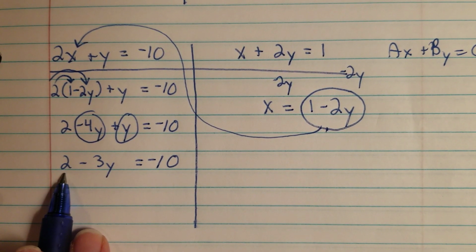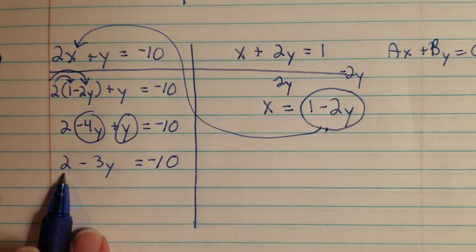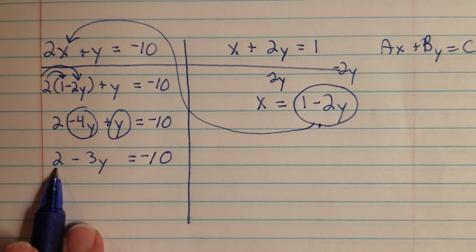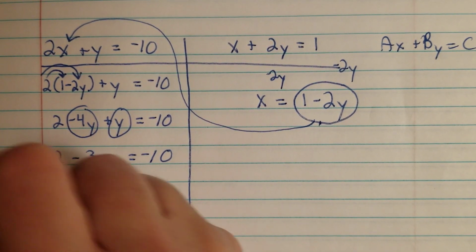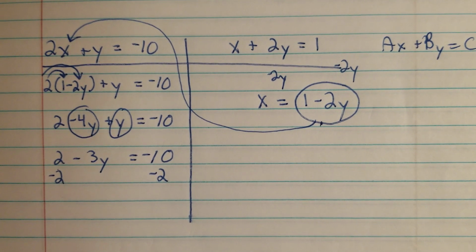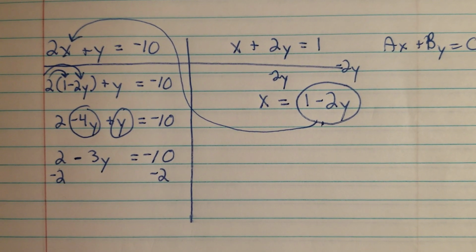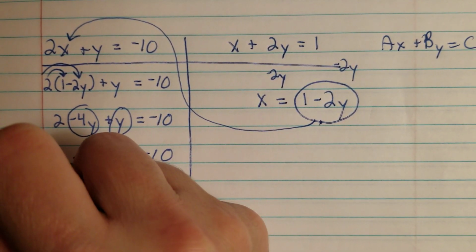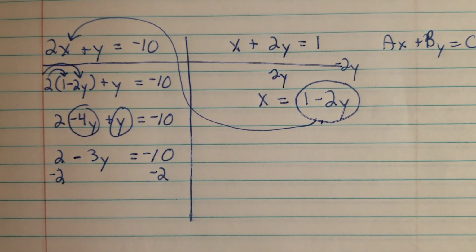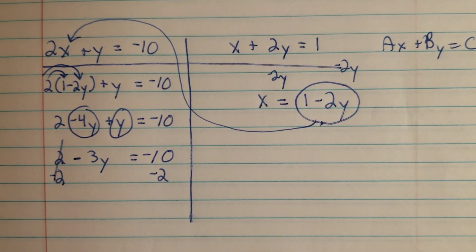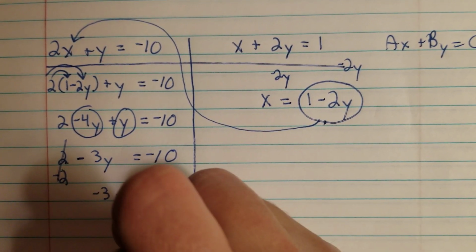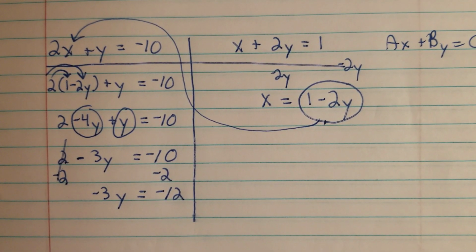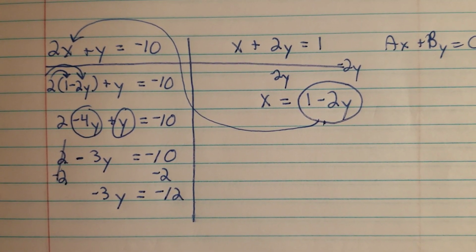Next step is to undo addition or subtraction. Well, 2 is being subtracted here. That's a positive 2. So I'm going to subtract 2 from both sides. Remember that negative symbol's in front of the 3, so that's a negative 3, and we'll deal with that in just a minute. Positive 2 and negative 2, those are opposites, so they're going to cancel out. Negative 3y equals negative 12 on the other side. Negative 10 combined with negative 2 gives you negative 12.